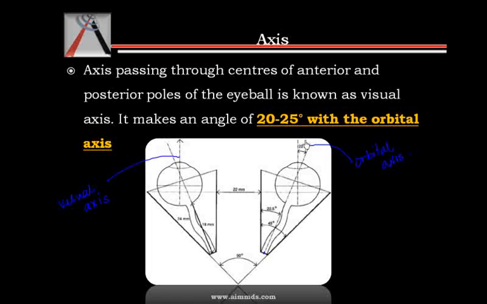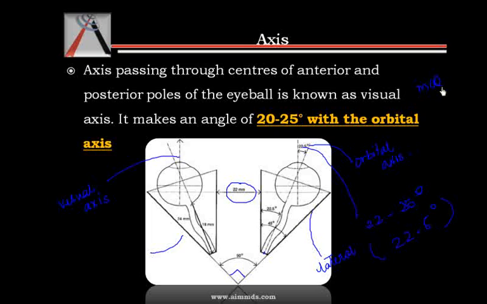Now this visual axis, that is the axis of the eyeball, it makes an angle with the orbital axis. So your orbital axis and visual axis, they make an angle of approximately 20 to 25, and the average is 22.5 degrees. Other points that are to be noted in this slide is, if you notice, these are the lateral wall of the orbit, and this lateral wall and the lateral wall of the other side, they are making an angle of 90 degrees with each other, and the distance between the two medial walls is approximately 22 millimeters. So these are certain information over here which could be possible source of MCQs.